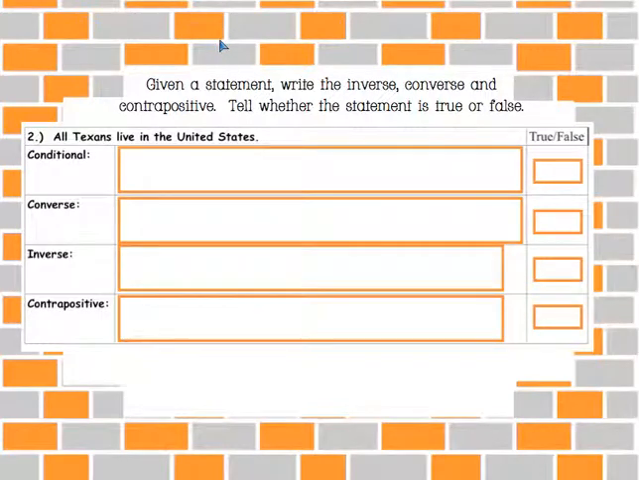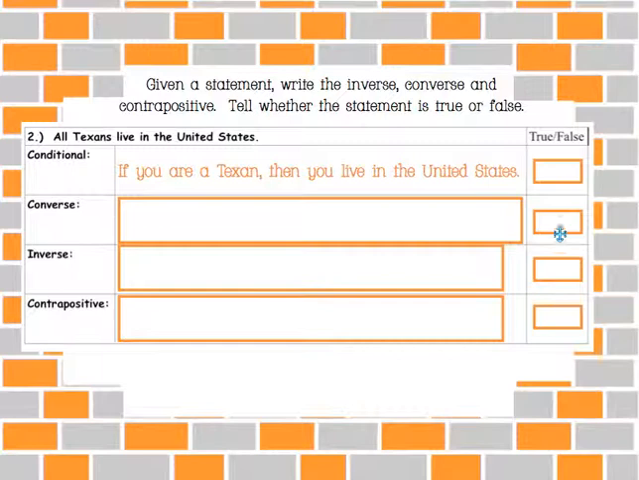So I'd like you to pause it and see if you can do this one all by yourself. And then I'm just going to uncover them quickly. So all Texans live in the United States. So if you are a Texan, then you live in the United States. That is true. And we're just assuming a Texan is someone who lives in Texas. So if you were born in Texas and then moved away, sorry, you're no longer a Texan. Because by definition, a Texan lives in Texas.